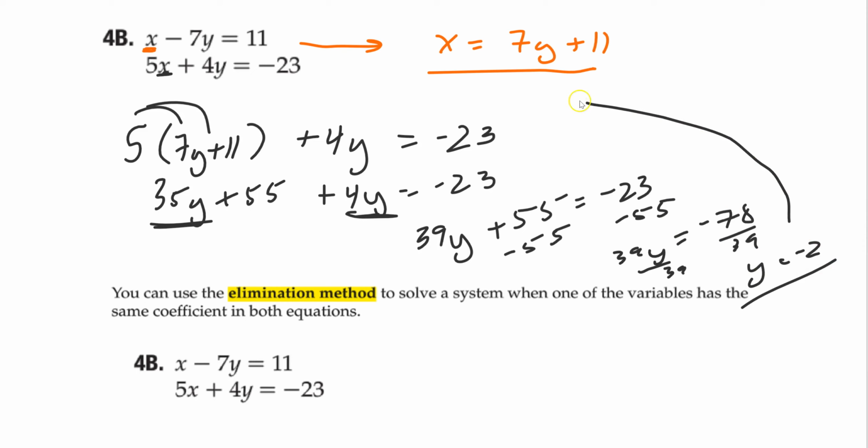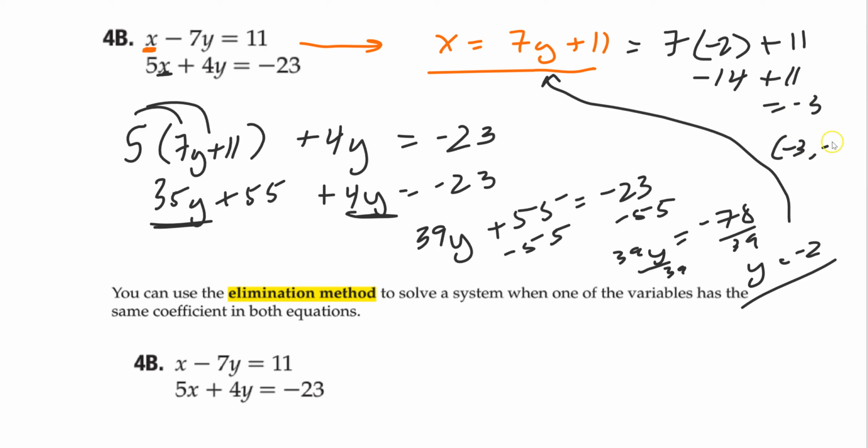Plug it back in. Easiest thing to plug back into is this. So you get 7 times negative 2 plus 11. Negative 14 plus 11, so I get negative 3. So my answer is negative 3, negative 2. X goes before y. That's the substitution method. And now on to my favorite method, the elimination method.